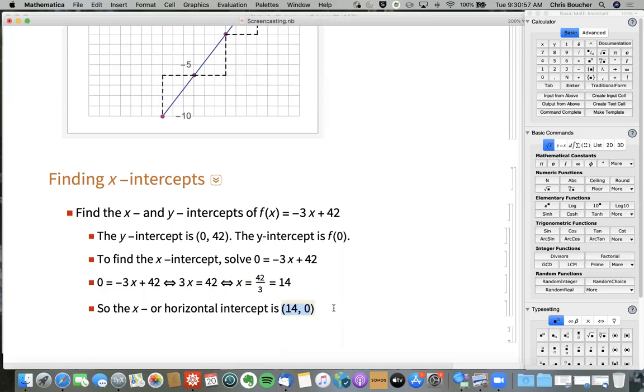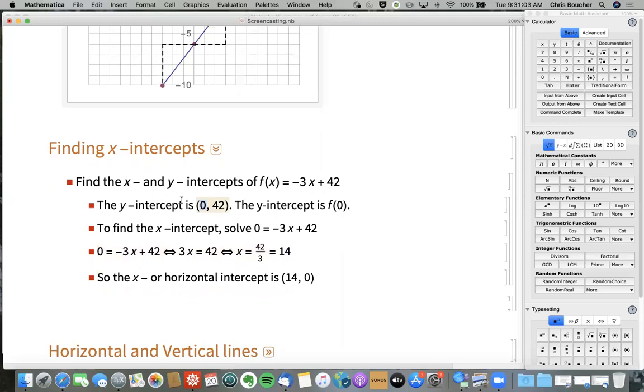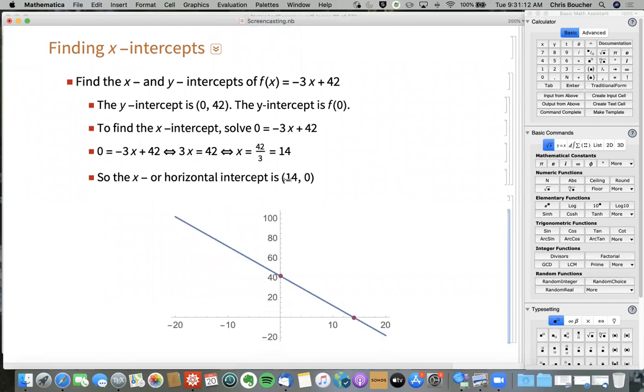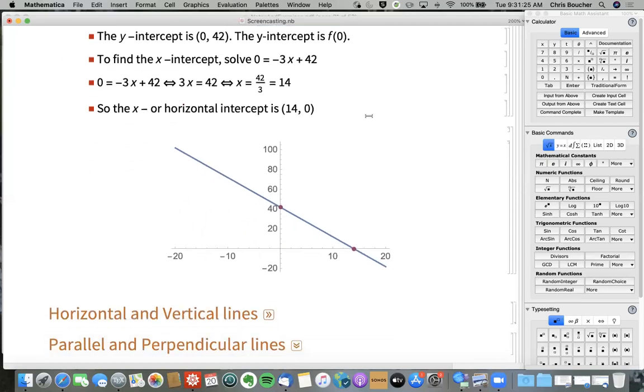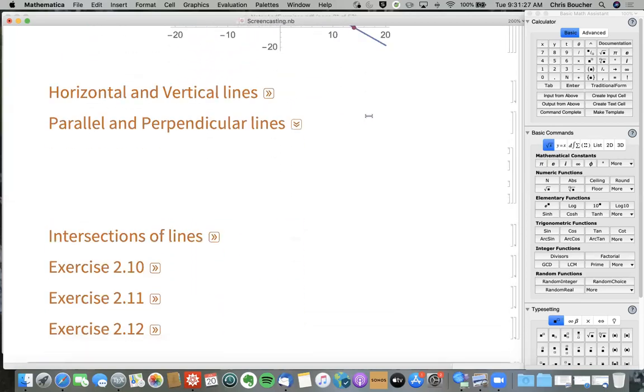Notice that x-intercepts always have y-coordinate 0 and y-intercepts always have x-coordinate 0. And notice also that if you know the two intercepts of a linear function, you get its graph for free, because all you need is 2 points to draw the graph of a line. Here is (0, 42), the y-intercept. Here's (14, 0) on the right, the x-intercept, and I just put my ruler down and draw a line, and I get the graph of this function, f of x equals -3x + 42.